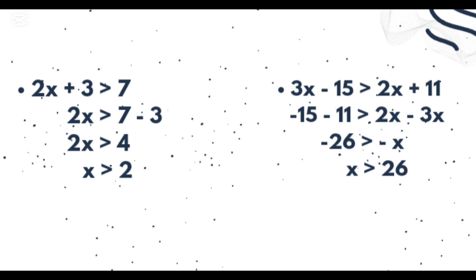Next, solving linear inequalities with variable on both sides. Let's try solving linear inequalities with one variable by applying the concept we learned. Consider the following example: 3x minus 15 more than 2x plus 11. We proceed as follows. Becomes negative 15 minus 11 more than 2x minus 3x. Negative 15 minus 11 is negative 26, and 2x minus 3x is minus x. Becomes negative 26 more than negative x. Becomes x more than 26.